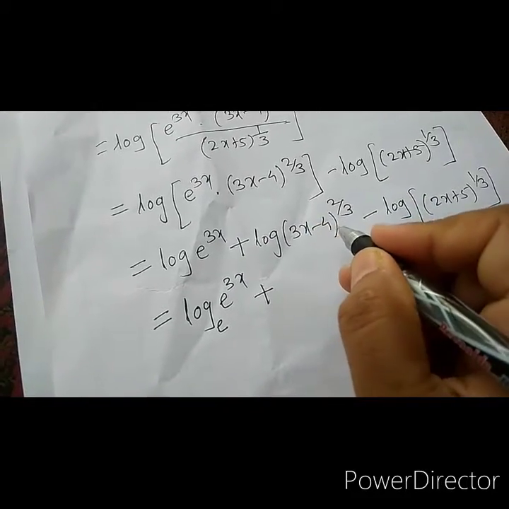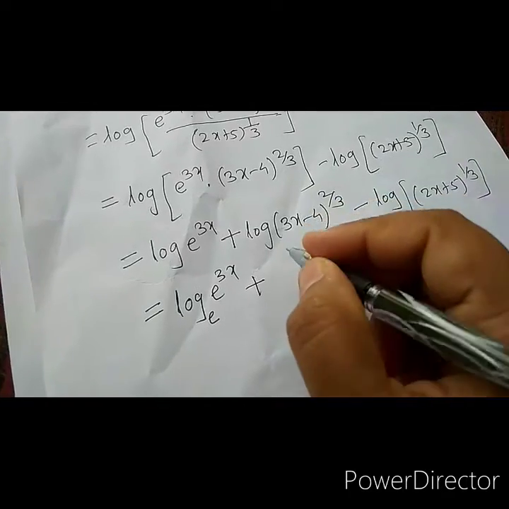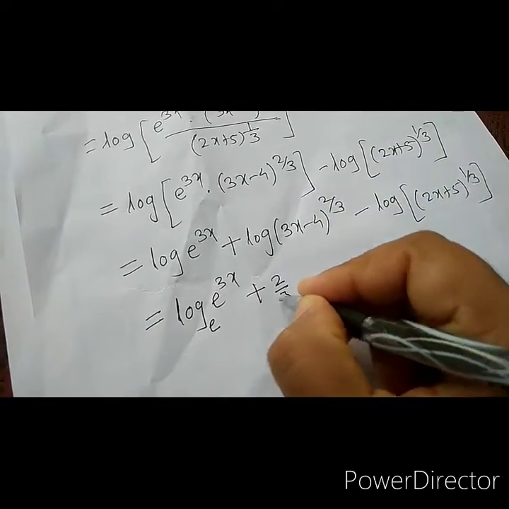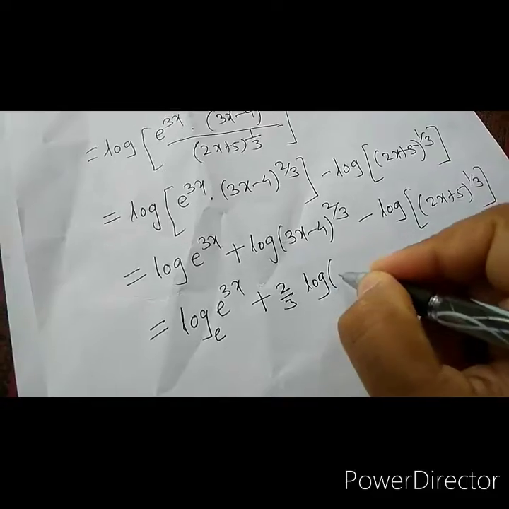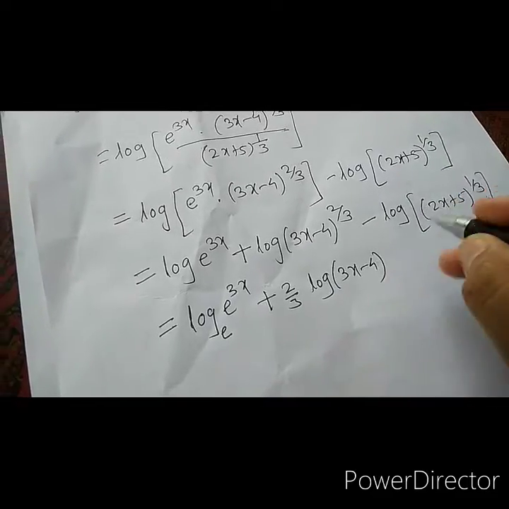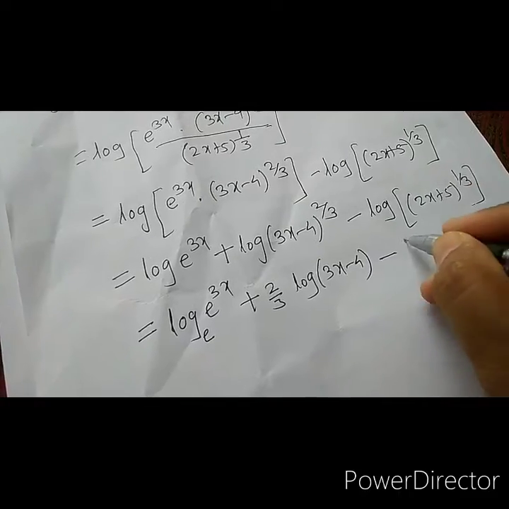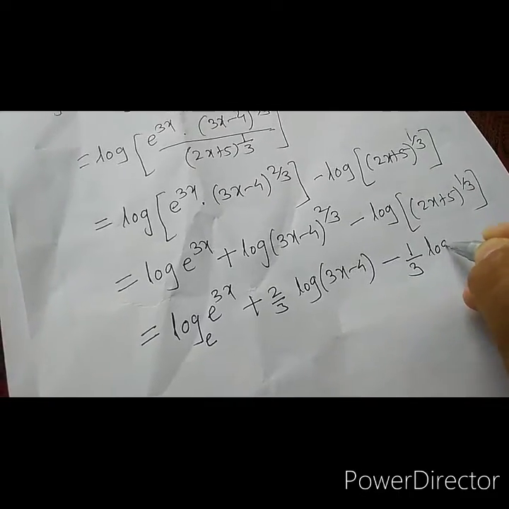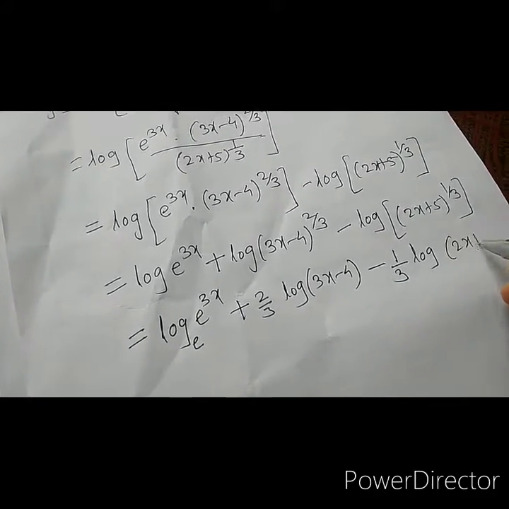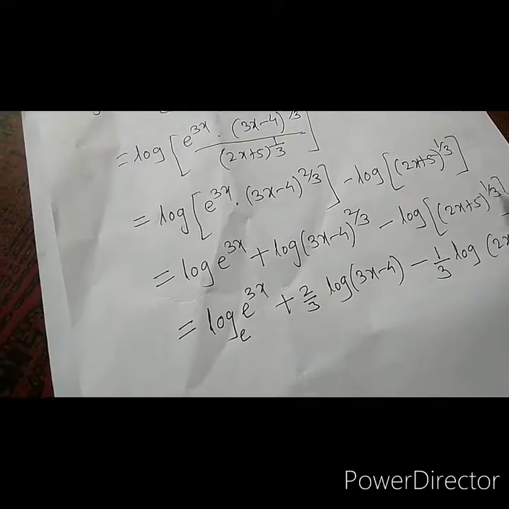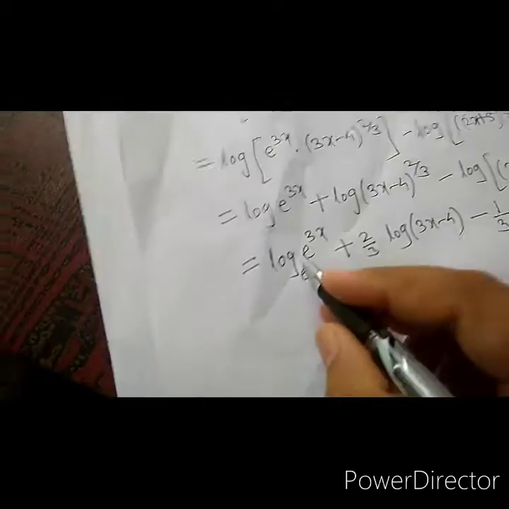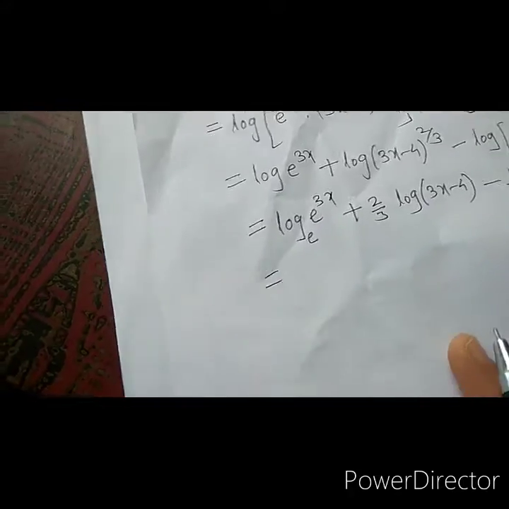We can write log of (3x minus 4) raised to 2 upon 3 in this way: 2 upon 3 log of (3x minus 4), minus, this term also we can write in this way, 1 upon 3 log of (2x plus 5). Power will come before the log by rule of log.